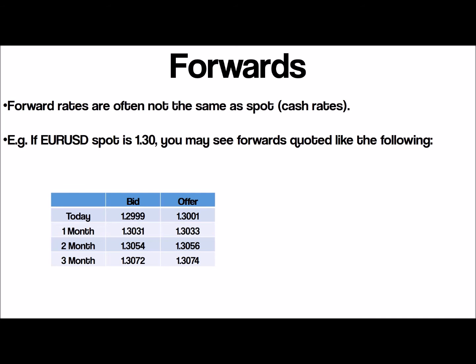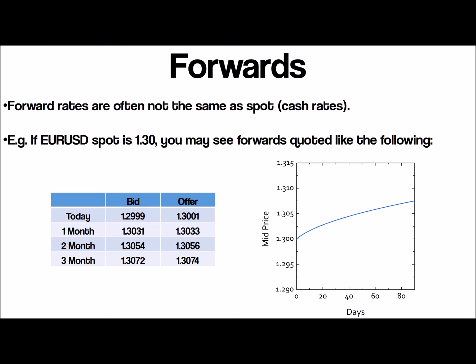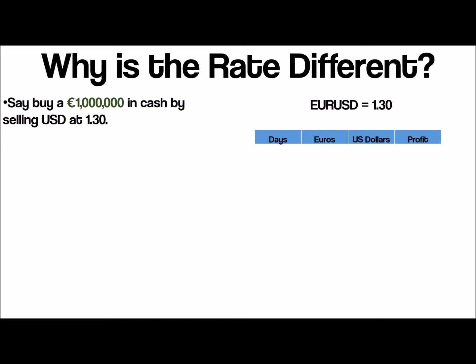Okay, so let's for example look at euro dollar. Let's say the spot rate is 1.3. Then if you were to look at quotes for forwards, you'll see something like the following, where the exchange rate changes as a function of time. In this example, these are all made up numbers, but you'll see that as you go into the future, the exchange rate is slightly higher. So this is the settlement rate. When you trade a future, you exchange your currencies at a slightly higher rate than the spot rate in this example. The purpose of this video is to explain why these rates are different from the spot rate.